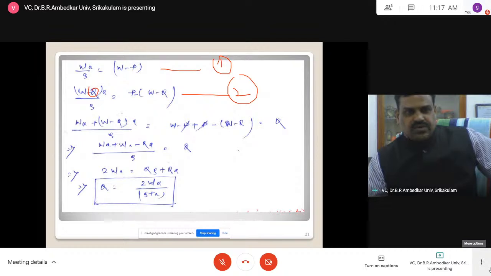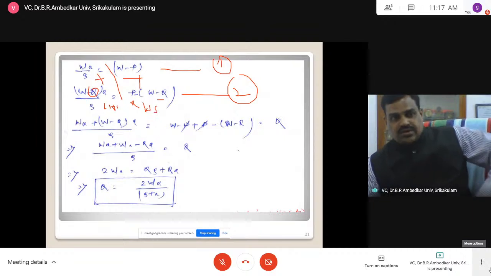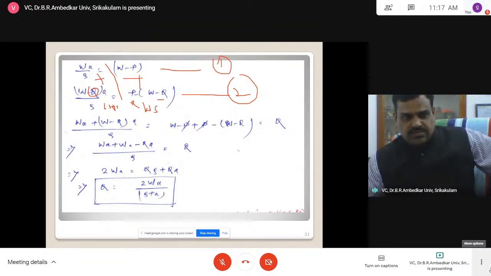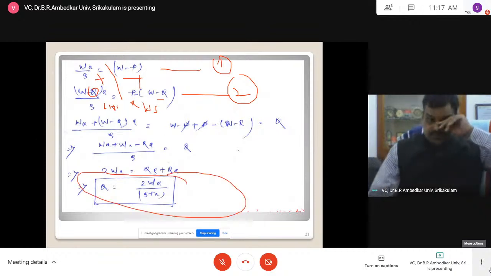What is the Q you have to find out from this. If this plus this is equal to this plus this, left hand side and right hand side. Okay. Now W A by g plus W Q by g and W P minus P minus W minus Q. If you can simplify that, we get Q is this.